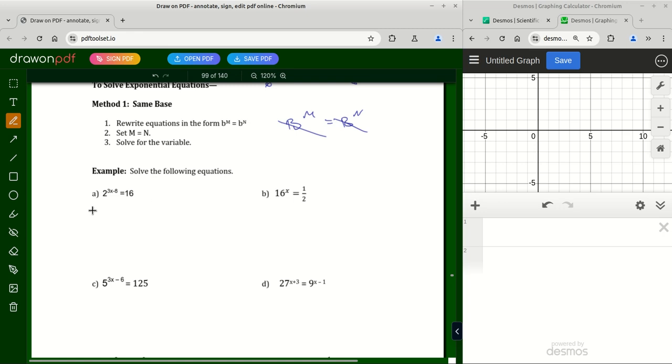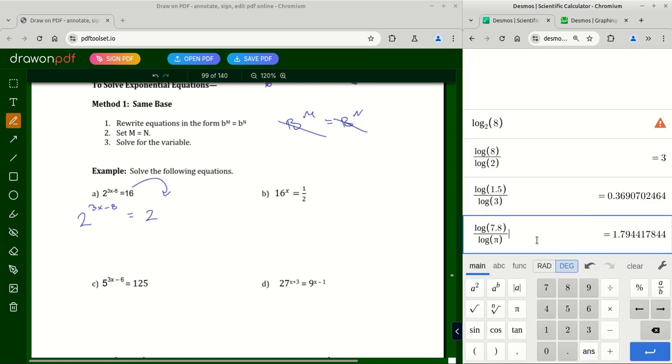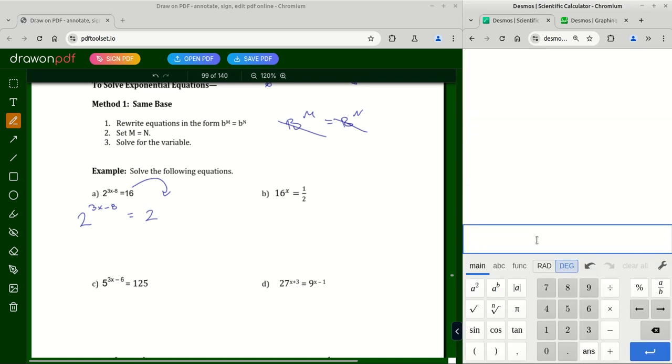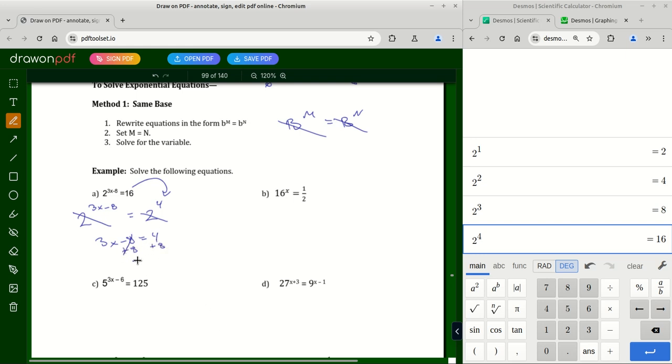So I want the same base on both sides. I got 2 on this side. I want to get a 2 over here. So that 16 has to be then 2 to the something, right? And this is where you get some Desmos scientific out. 2 power 1, 2 power 2, 2 power 3, 2 power 4. Cancel your bases, and then you're left with a much easier equation. Add 8 to both sides, divide by the 3, x equals 4.